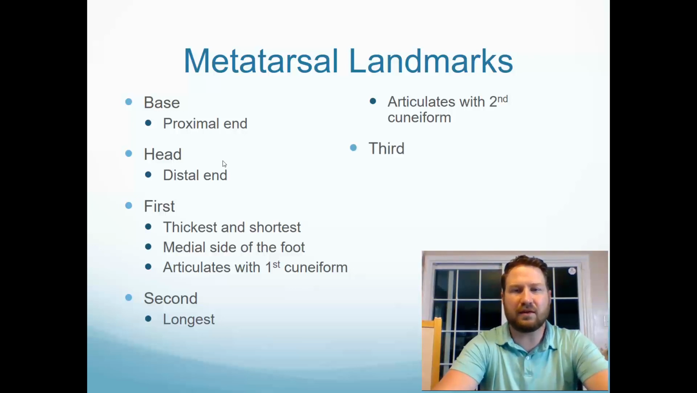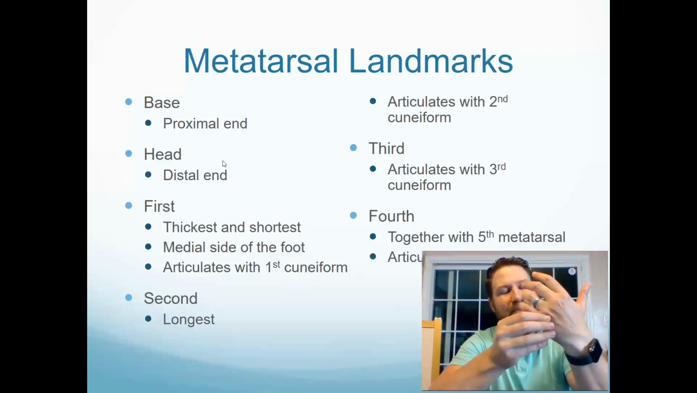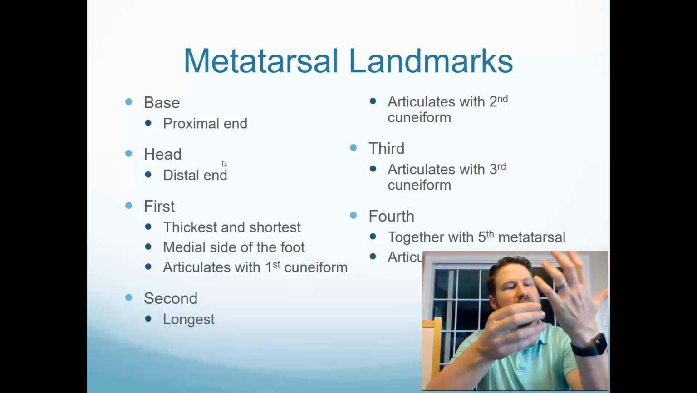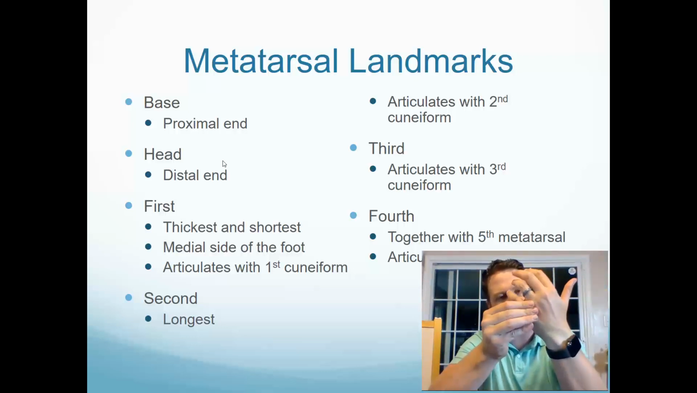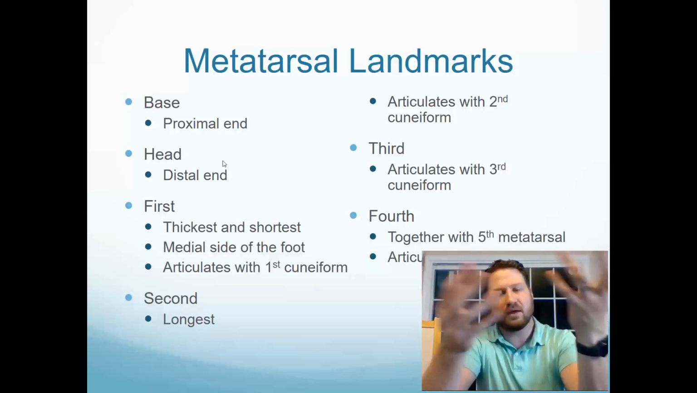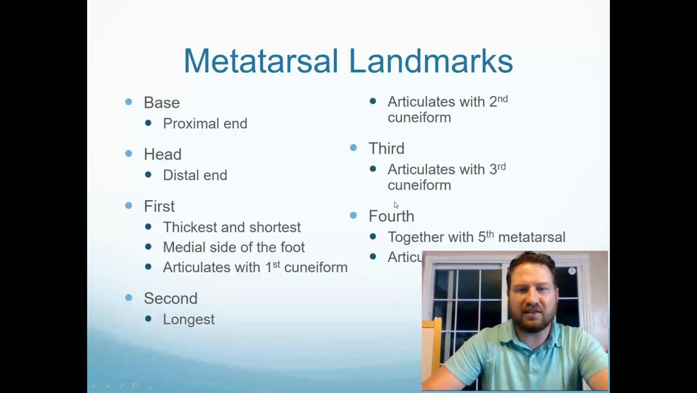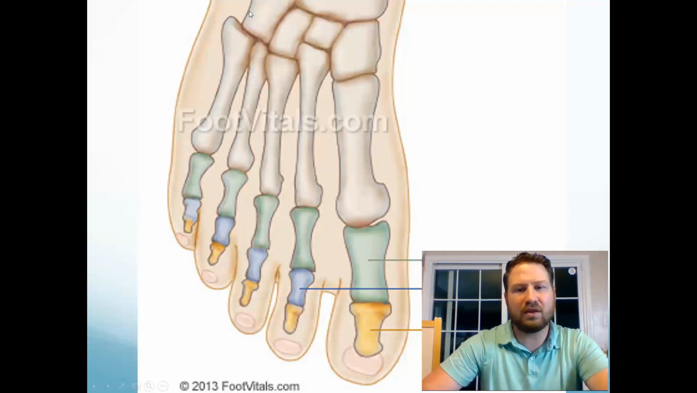The 2nd articulates with the 2nd cuneiform. The 3rd articulates with the 3rd cuneiform. The 4th is together with the fifth metatarsal and articulates with the cuboid. Same thing with our hamate in our hand, right? So the hamate articulates with our fifth and our fourth metacarpal in our hand, okay? So the cuboid is the same thing. Articulates with the fourth and the fifth metatarsal. Cuboid, 1, 2, 3, metatarsal 1, 2, 3, and then 4 and 5 articulate with the cuboid.